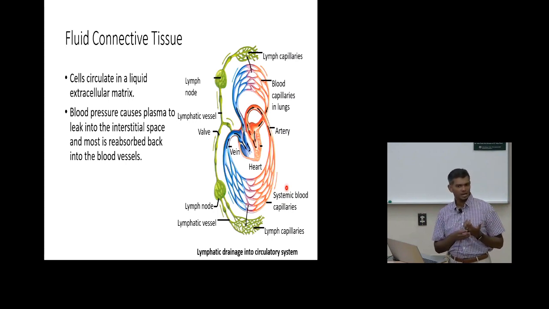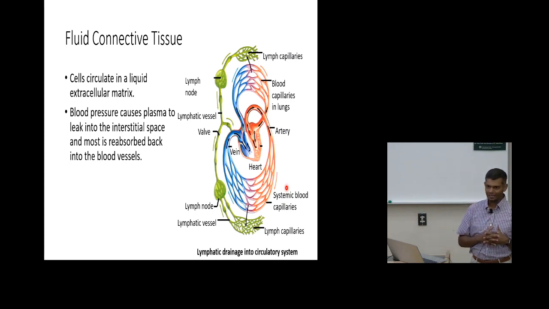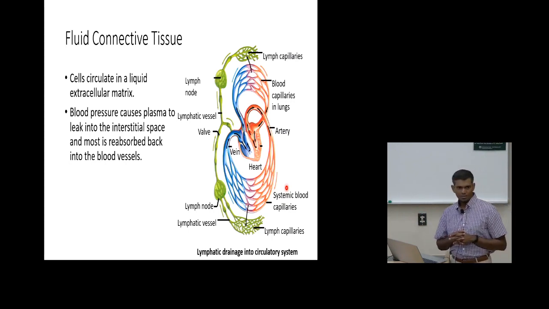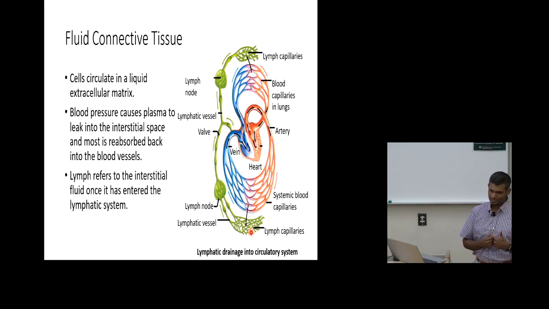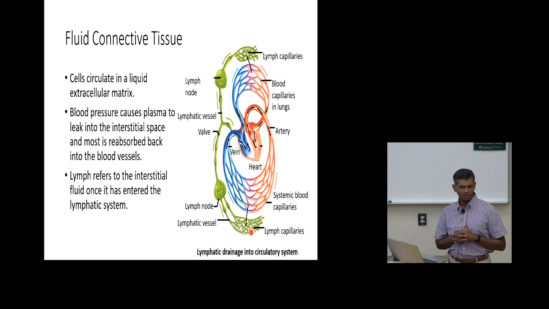Now, most of this fluid in the interstitial space is going to be reabsorbed back into the blood vessels. But some of it doesn't go back to the blood vessels. In fact, it's going to enter the lymphatic system. And the interstitial fluid which enters the lymphatic system is the lymph. We will be talking about the function of this lymphatic system when we discuss the immune function.